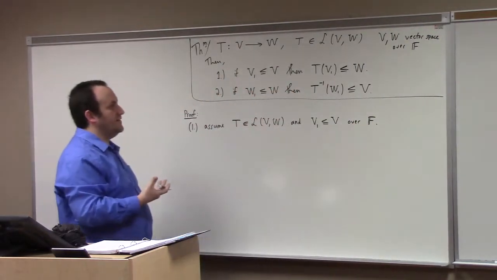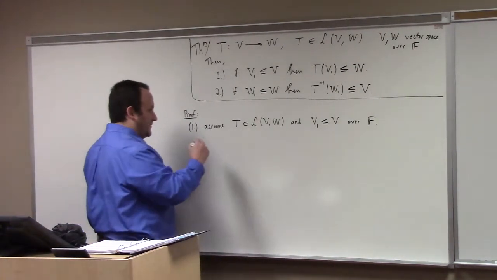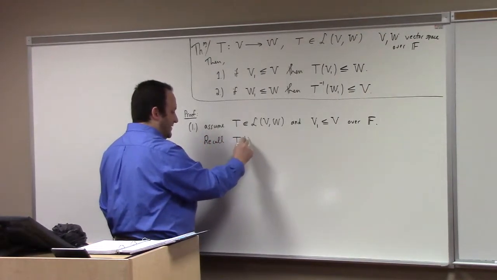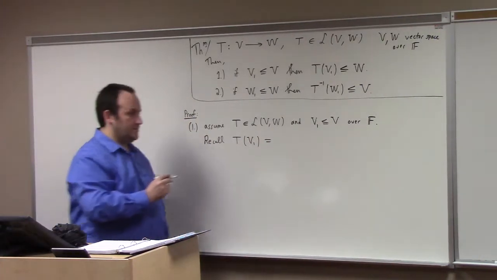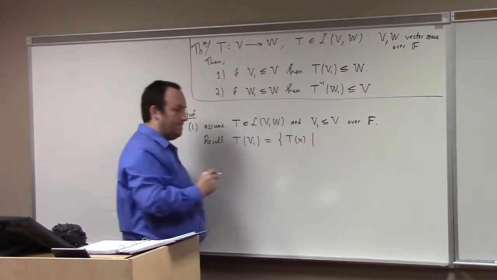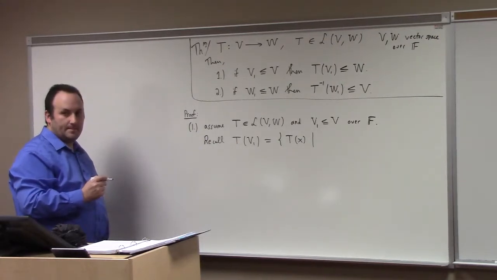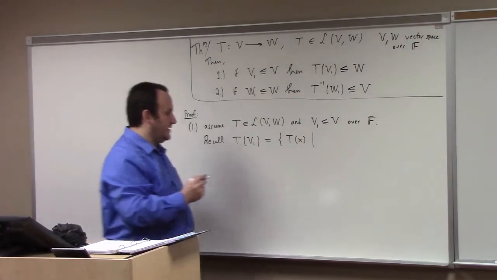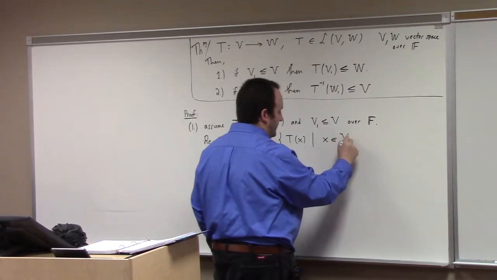Now, I want to prove that T of V1 is a subspace of W. So first, for the sake of you guys, let's recall what T of V1 looks like. What's T of V1? It's equal to T of X such that what? Where does X have to come from? V1, yeah. It has to come from V1.